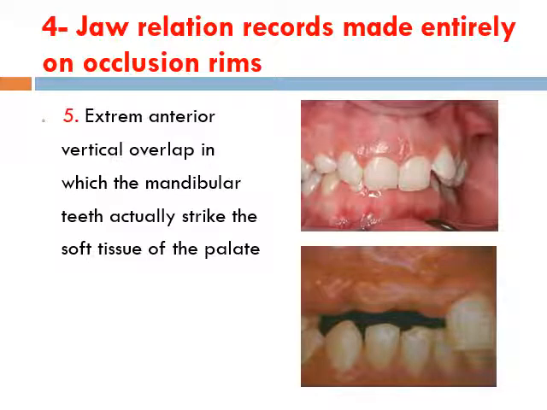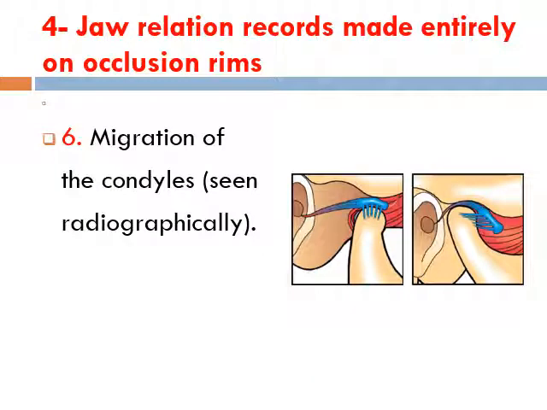Extreme anterior vertical overlap in which the mandibular teeth actually strike the soft tissue of the palate. برضو في الحالات اللي احنا شايفينها بضطر ان انا ارفع شوية وعندنا الصورة كلينيكالي باينة ازاي بضطر ان انا ارفع شوية الاوفر بايت الفيرتيكال اوفر لاب الفيرتيكال دايمنشن. في حالة المايجريشن اوف ذا كوندايلز as seen in radiographs، لما اعمل ريديوجرافز والاقي في مايجريشنز في الكوندايل ازود، برضو اللي هي بنسميها بايت ريز أبلاينز، ان ارفع الاوكلوزال فيرتيكال دايمنشن في المشاكل في التي.